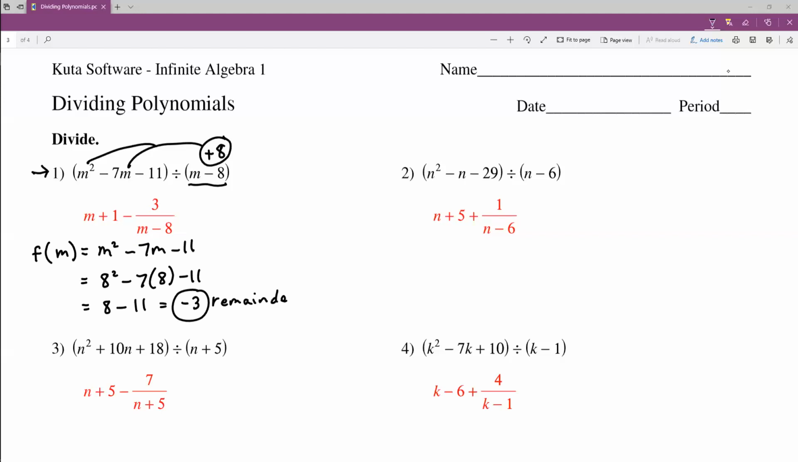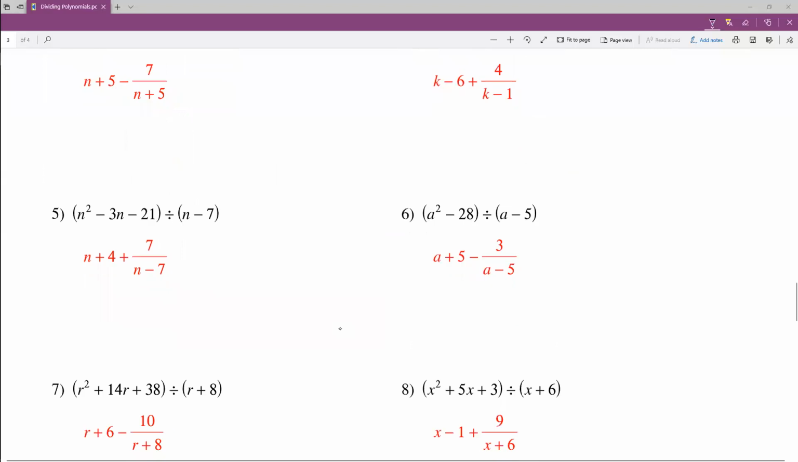And we can confirm this by looking at the answer. They got negative 3 as the remainder. Okay, so we didn't divide anything there. We just found the remainder. Okay, so that's how you find the remainder. You reverse the sign of the thing that you're dividing by, and you plug it in to the original polynomial, and that will give you your remainder. All right, let's do one more.